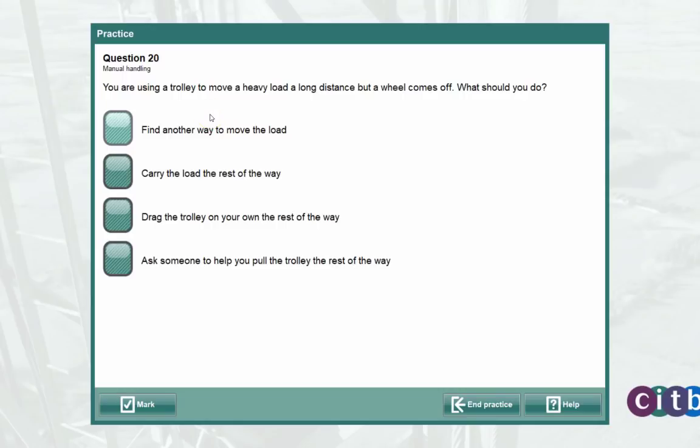You are using a trolley to move a heavy load a long distance, and a wheel comes off. What should you do? Find another way to move the load. Carry the load the rest of the way. Drag the trolley on your own the rest of the way. Ask someone to help you pull the trolley the rest of the way.